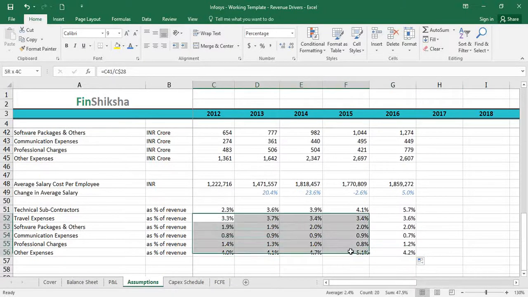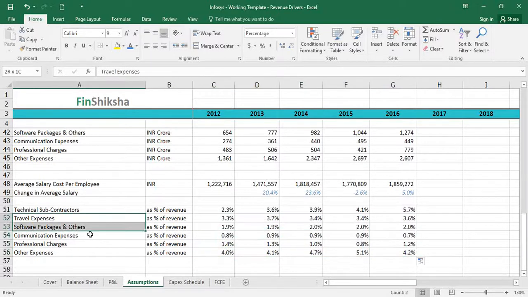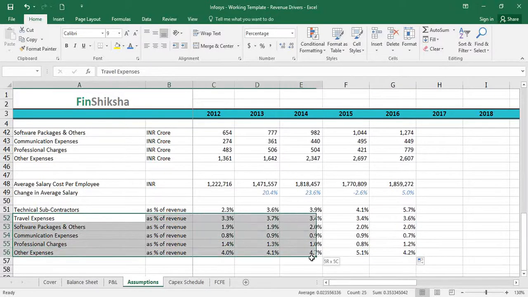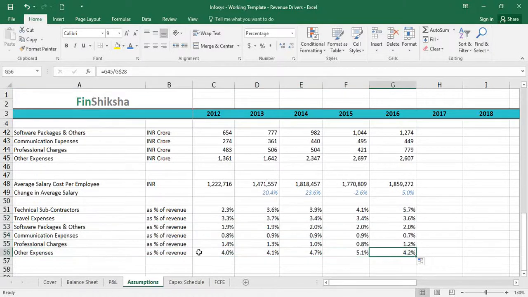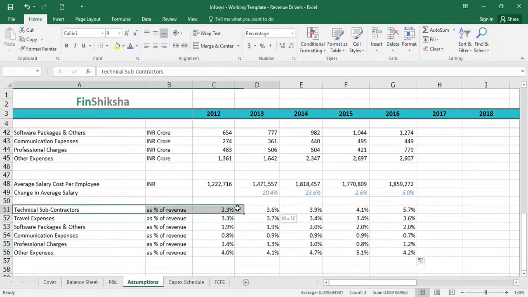These look to be centered around an average. These five headers, they're all centered around an average and they're fairly stable. It's not like one of these numbers is significantly higher or lower than the other numbers. Technical subcontractors, on the other hand, there is a clear uptrend that is visible.